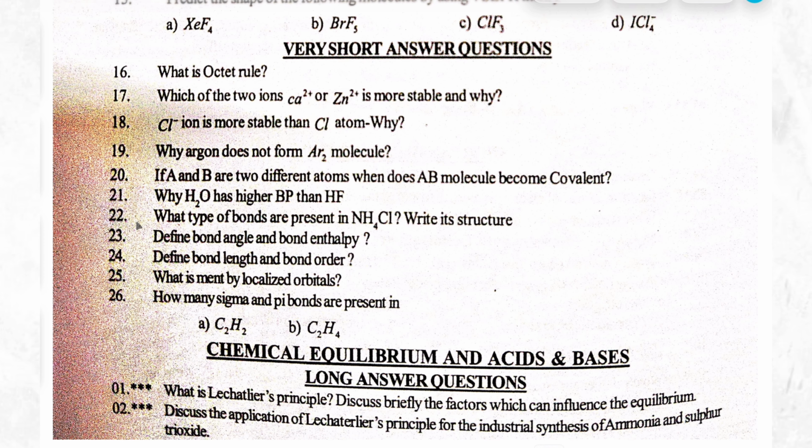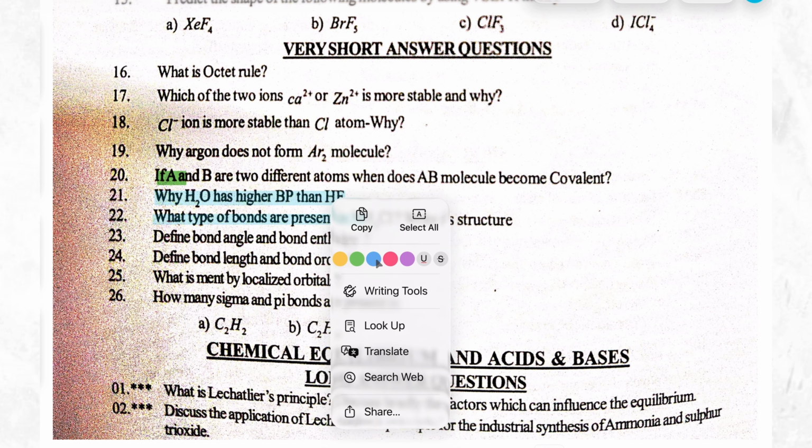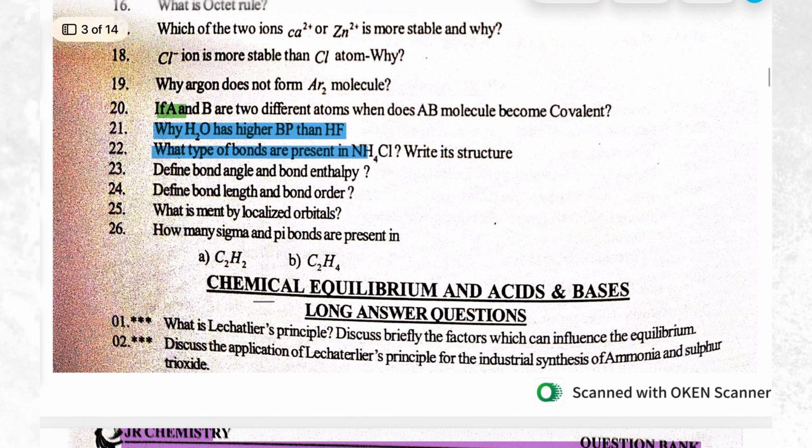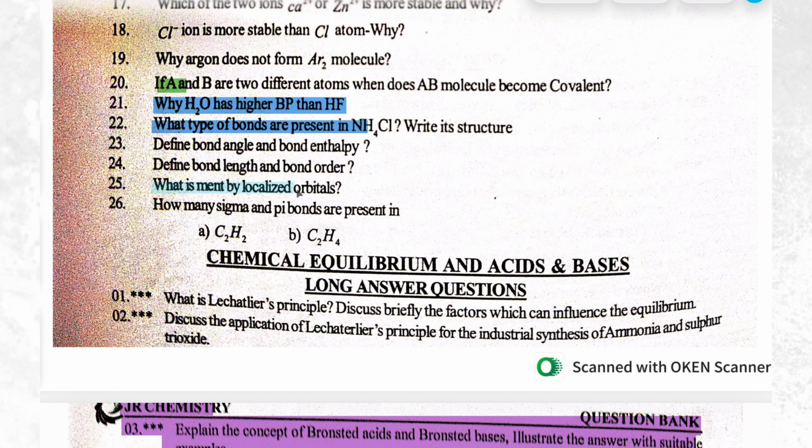And types of this are also important. Mostly it is important for internal exams, not our annual exam. They ask in internal exams. Okay, that is why water has a higher BP than HF, and types of bonds in ammonium chloride. They ask this in internal exams, but it is not in the board exam. Even so, you can see it once. Next, these are not much important, and this is also important: what is meant by a localized orbital? Okay. This is also mostly asked in the internal exams.